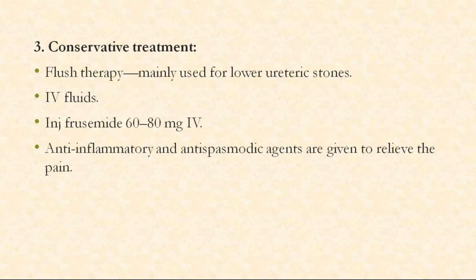So you should give flush therapy. Flush therapy means intravenous fluid should be given, followed by furosemide. A diuretic should be given to enhance the urinary flow. So 60 to 80 milligrams of furosemide, a diuretic, is given intravenously. It increases the renal perfusion, so that certain small stones may come out.